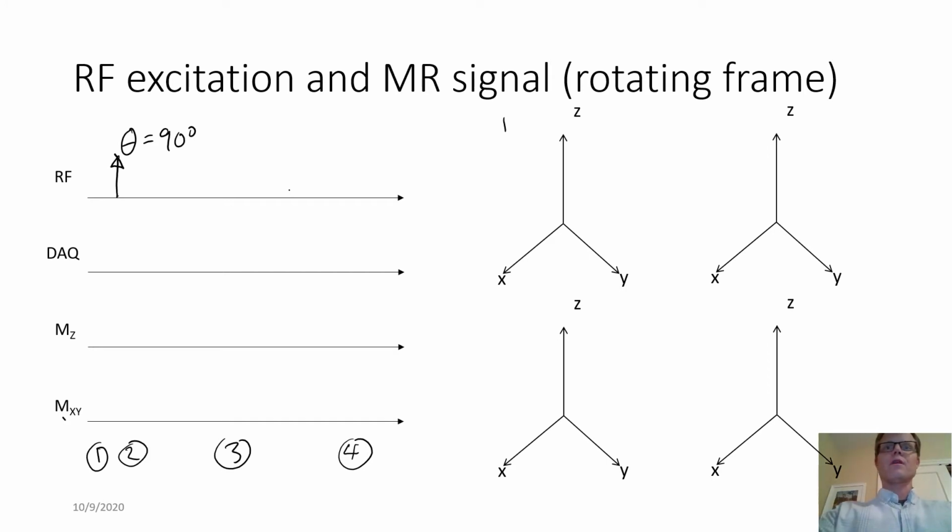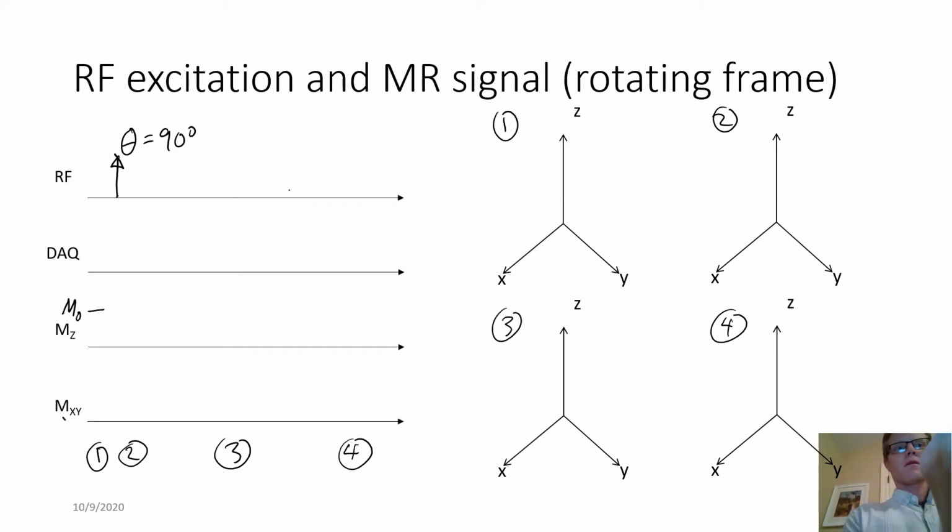Over here, I'm going to show the net magnetization. Now we're going to start before the RF pulse with the net magnetization aligned along the z-axis. If this is at equilibrium, this would be at a value of M naught. MXY would be at 0 here. And if we illustrate that over here, this is our net magnetization pointing along the z-axis.